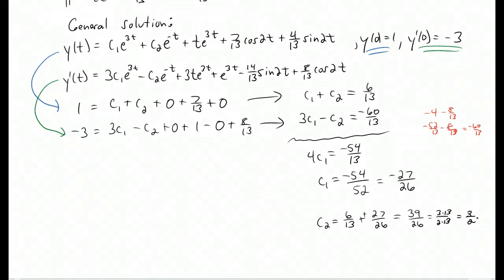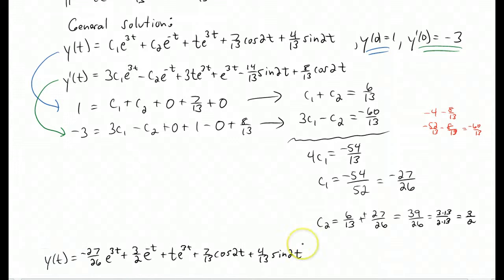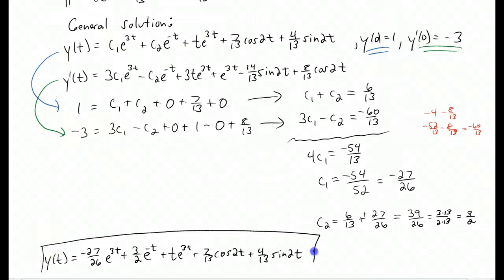All right, we did all this work. Let's write down our final answer. There it is. I just copied down our y of t, and I plugged in c1 and c2 here. Let's hope it's right, and I didn't embarrass myself publicly on YouTube.